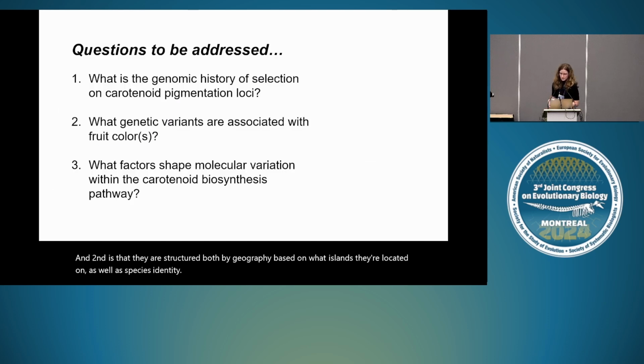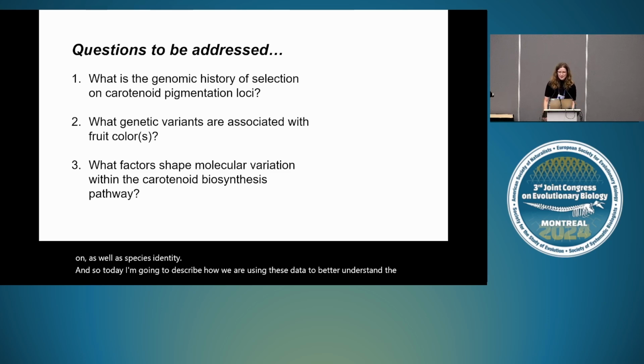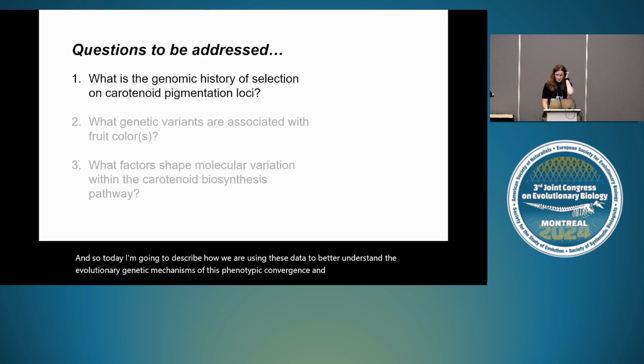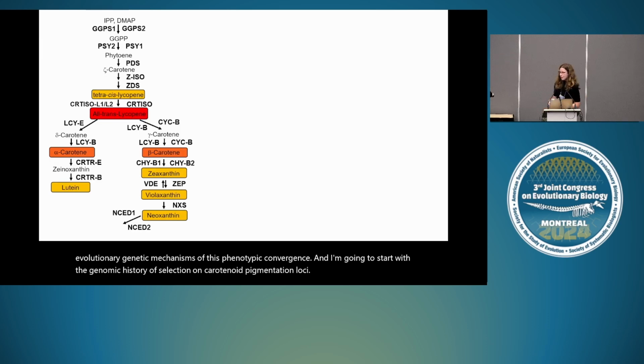Today I'm going to describe how we are using these data to better understand the evolutionary genetic mechanisms of this phenotypic convergence. I'm going to start with the genomic history of selection on carotenoid pigmentation loci. What's really powerful about this system is that we know well the genes that underlie red, orange, and yellow fruit coloration, as well as red, orange, yellow colors in general. Pictured here is the carotenoid biosynthesis pathway. In bold are those genes in the pathway, and then I have pigments in these colored blocks. The color of those blocks corresponds to the color of the pigment. For example, lycopene is a red pigment, and it is pictured in red here.